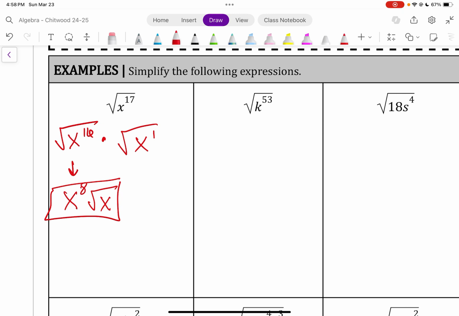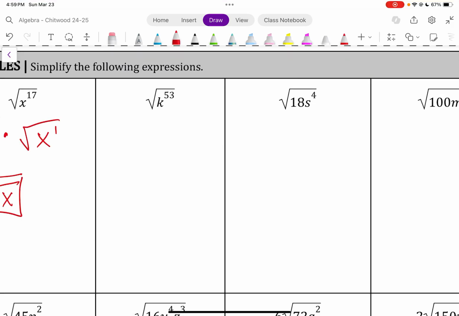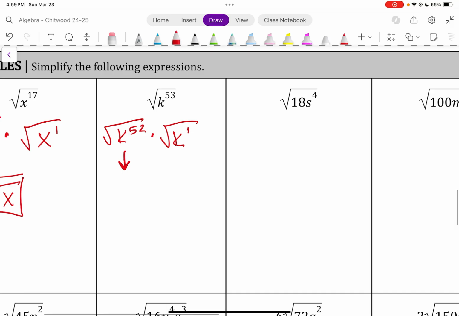The square root of x to the power of 1 and the square root of x is the exact same thing. Same idea over here. Break it up into the greatest even number you can have, which will give me square root of k to the power of 52 times square root of k to the power of 1. Now I want to divide that even exponent by 2, and I'll get k to the power of 26 times square root of k. Oh, sorry. Ignore that part.